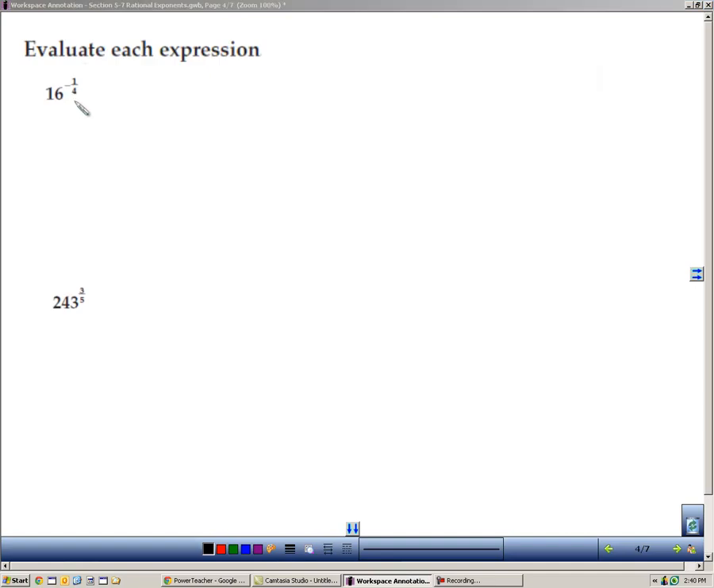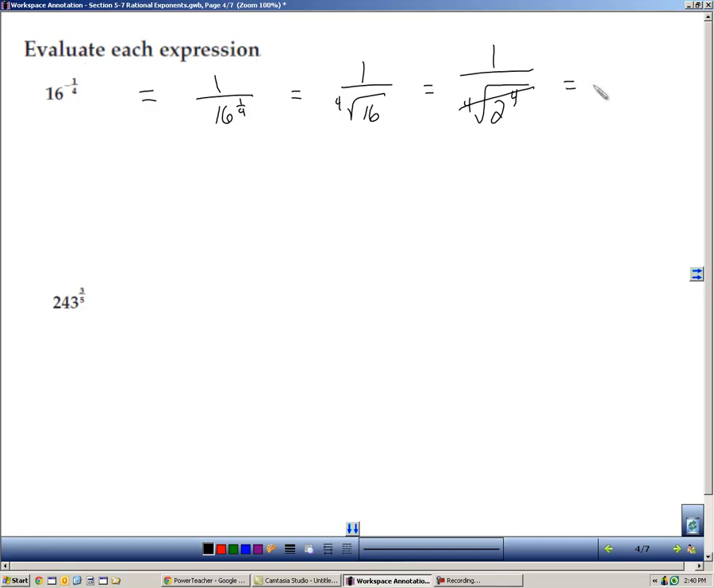So let's see if we can evaluate these expressions. I can't have negative exponents, so this is rewritten as 1 over 16 to the positive 1/4 power. Well, the 1/4 power is another way of saying the 4th root. Does that help me? Is 16 something to the 4th power? And the answer is yes, it is. It's really 2 to the 4th power. And when I take the 4th root of something to the 4th power, I get just that thing. So the answer here would be 1/2.